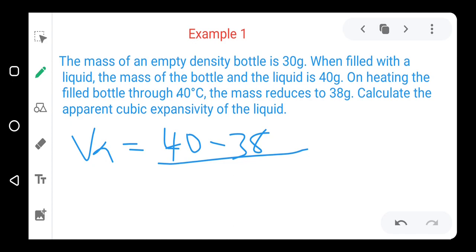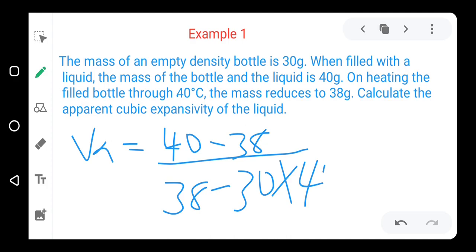The mass remaining is the mass after heating minus the mass of the container. The mass loss is equal to the mass when filled minus the mass after heating. Then the mass remaining is the mass after heating minus the mass of the bottle. The mass after heating is 38, minus the mass of the bottle is 30. Then times by temperature change. Temperature change is 40 degrees.